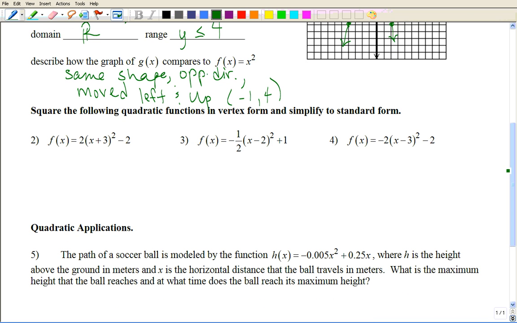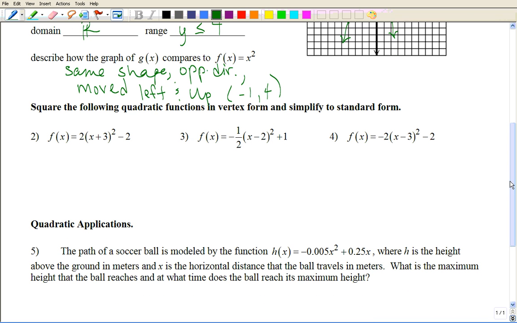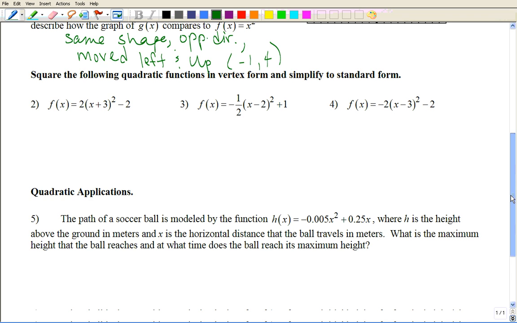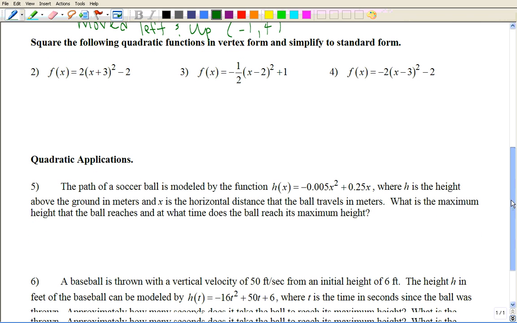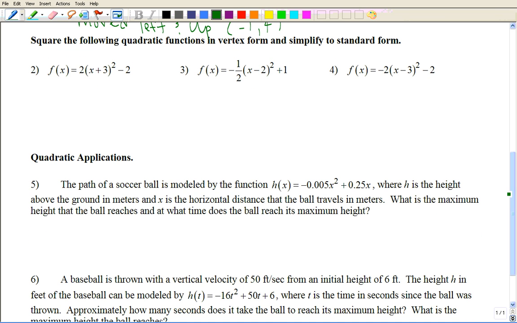So number 2, we're given 2 times (x plus 3) squared minus 2. So it's pretty easy to go from vertex to standard form. All you have to do is multiply it out.